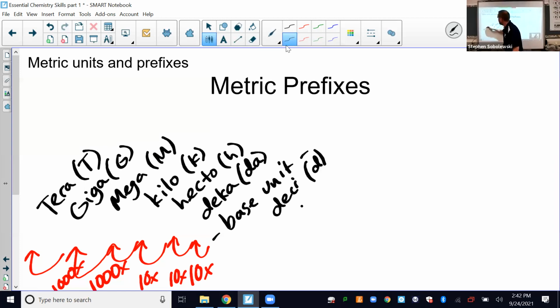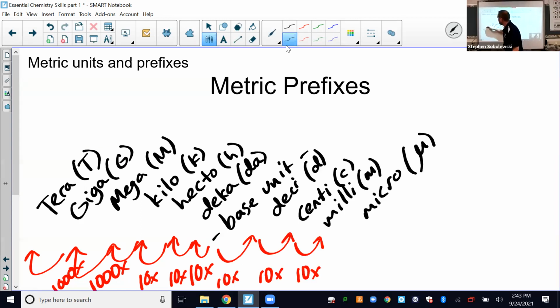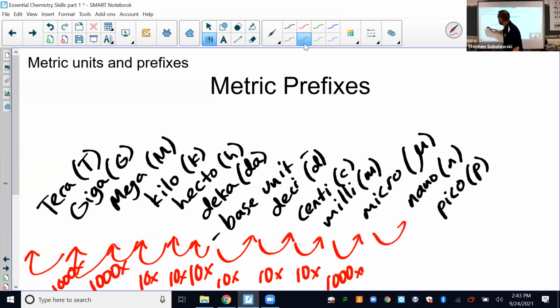That's 1,000 times smaller. Below that, we have nano, lowercase n, and below that we have pico, just like above. It's 1,000 times smaller, 1,000 times smaller, and 1,000 smaller.